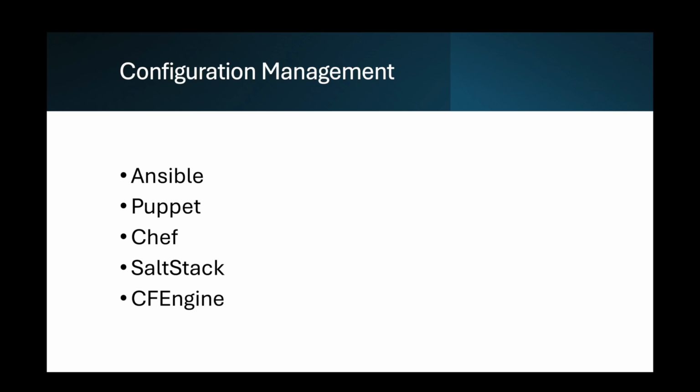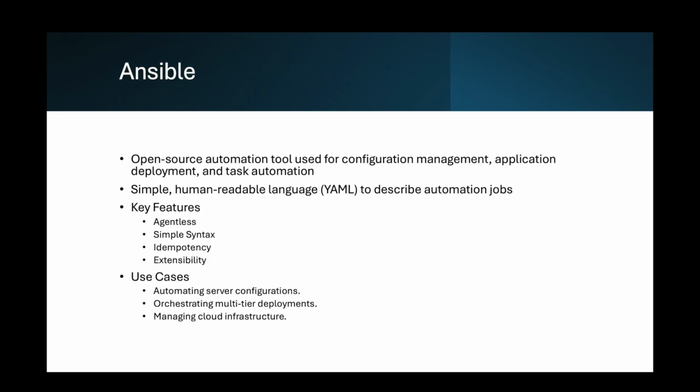The key configuration management tools that we are going to cover right now are Ansible, Puppet, Chef, SaltStack, and CFEngine. Let's go over Ansible first. Ansible is an open source automation tool used for configuration management, application deployment, and task automation. It uses a simple human readable language, YAML, to describe automation jobs, making it easy for users to write and understand automation scripts. Now, the key features of Ansible are its agentless design.